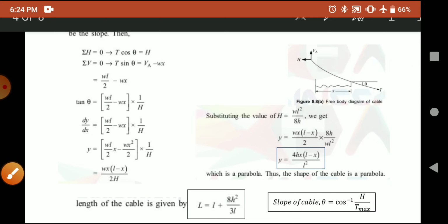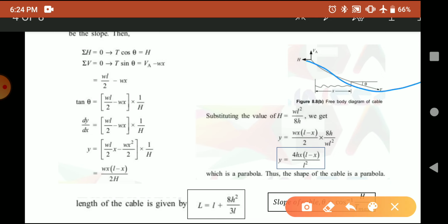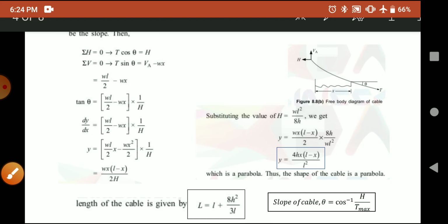Now, the length of the cable, this you can learn as such. Length of the cable, that is this length. Length of the cable is L is equal to small l plus 8h square by 3l, where l is the distance between the supports. And the slope of the cable, theta, how can we write? We know H is equal to T max into cos theta, or theta is equal to cos inverse H by T max.